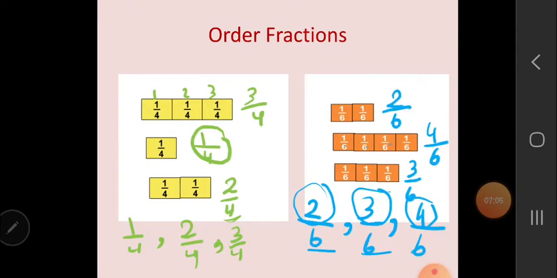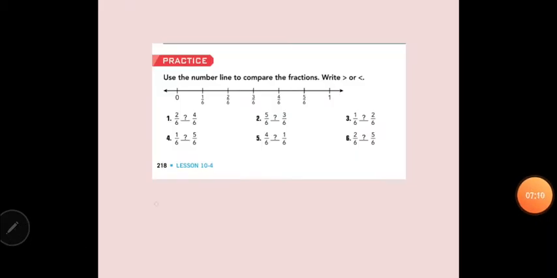Okay, let's open our math book to go to the next page. Open your math book, page 218. You know how to write 218?